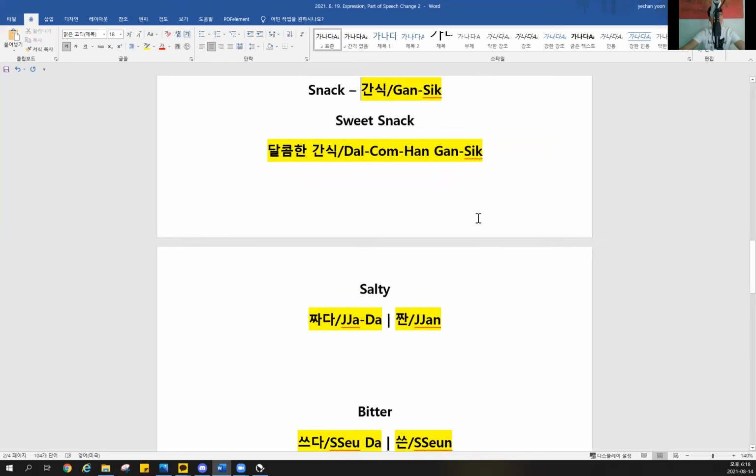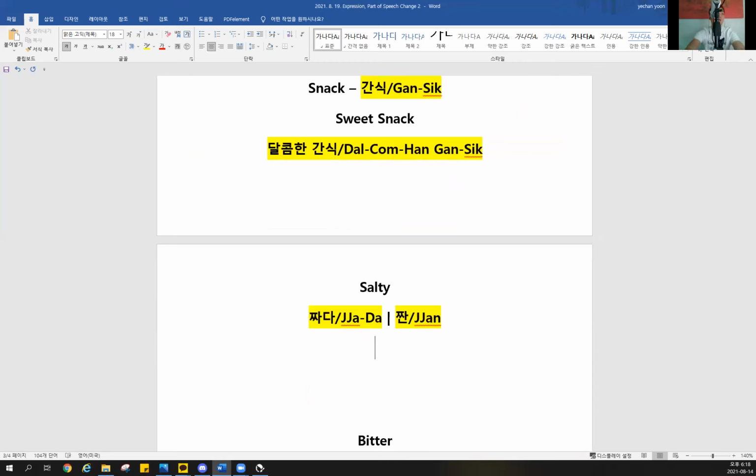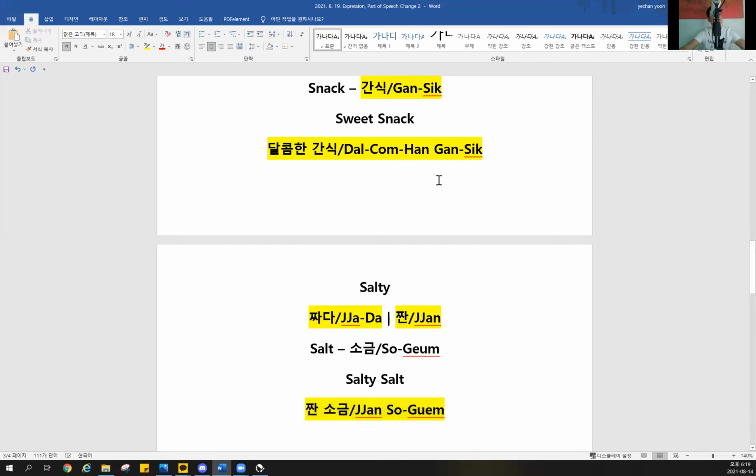All right. Next one, salty. How you can say salty? You say 짜다, 짠. Well, let's try with salt. Salt in Korean is 소금. This is the salt. How you can say salty salt, guys? 짠 소금. All right, like this. Just add it. 짠 소금. Salty salt. All right.